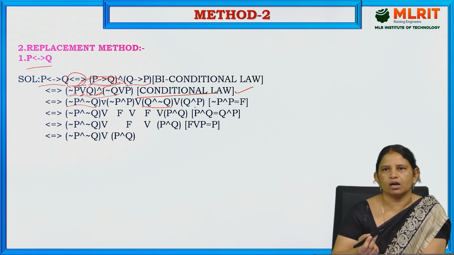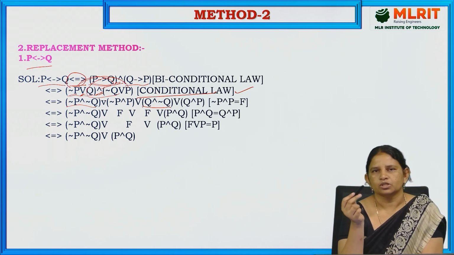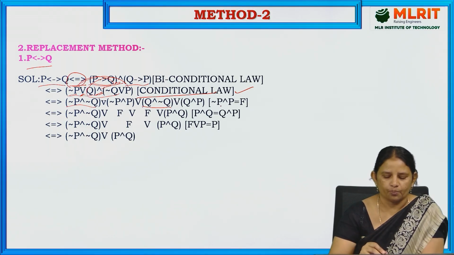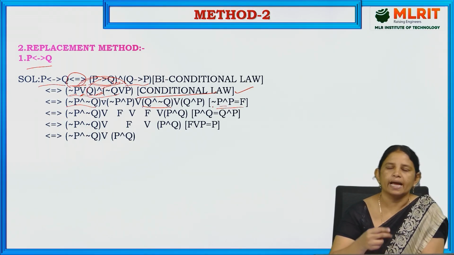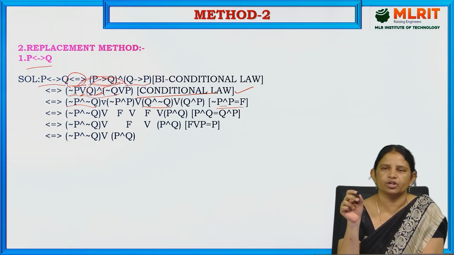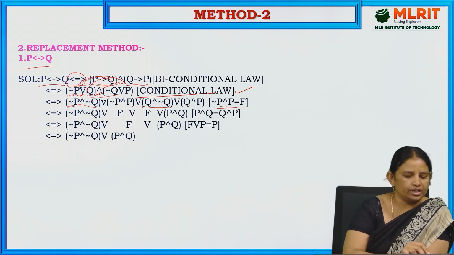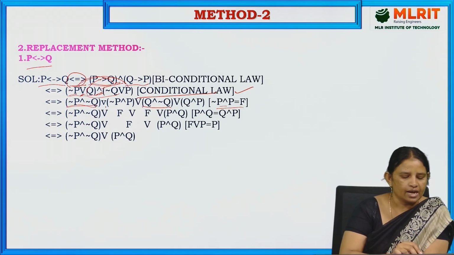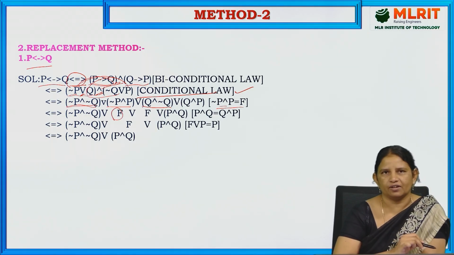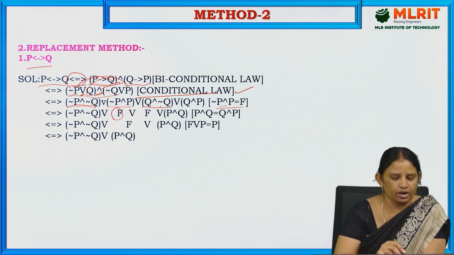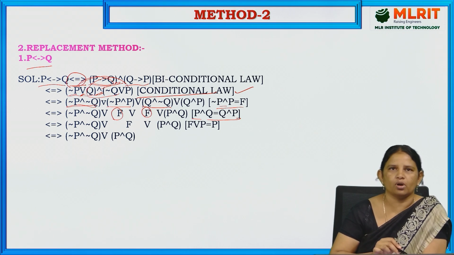Coming to rule number 3, negation P and P leads to a contradiction. Any term that leads to a contradiction, we need to delete from the statement formula. Negation P and negation Q is the required minterm. Negation P and P is a contradiction, which is nothing but false. After that, Q and negation Q is also false. Then P and Q: according to the commutative law, Q and P is written as P and Q.